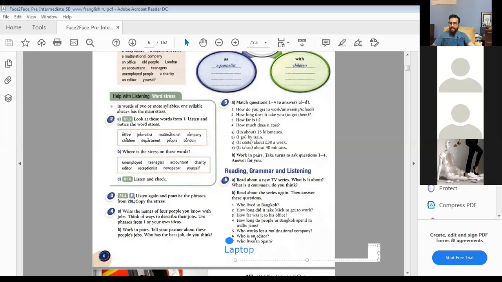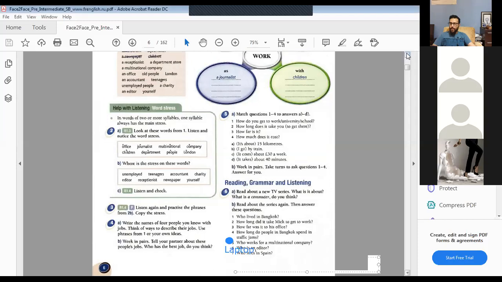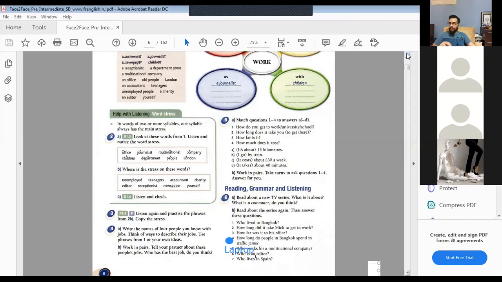Here in exercise number 3, it says listen again and practice the phrases from 2B. Copy the stress. We did this together, so we don't need to take any more time. Write the names of 4 people and describe their jobs. We can do this as a speaking exercise. Let's say 2 people each. Maybe Mohammed can talk about 2 people, and Hind can talk about 2 people.